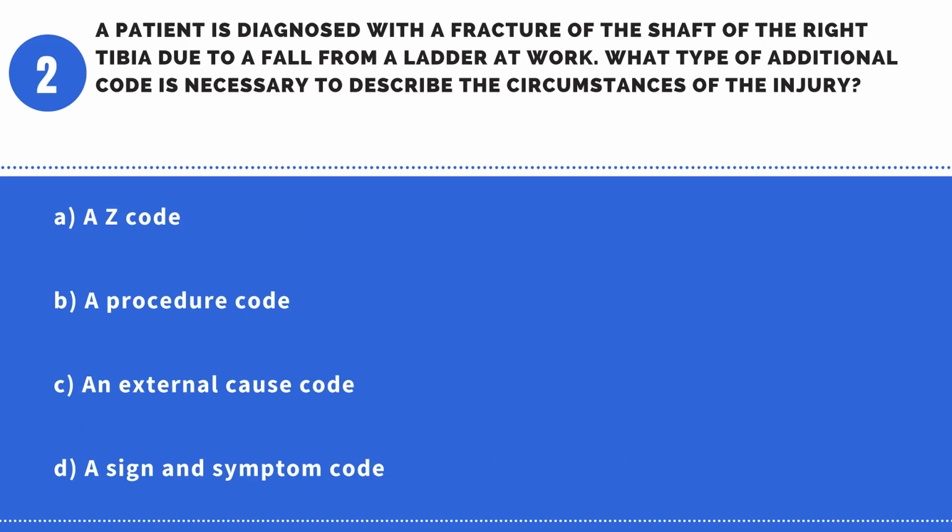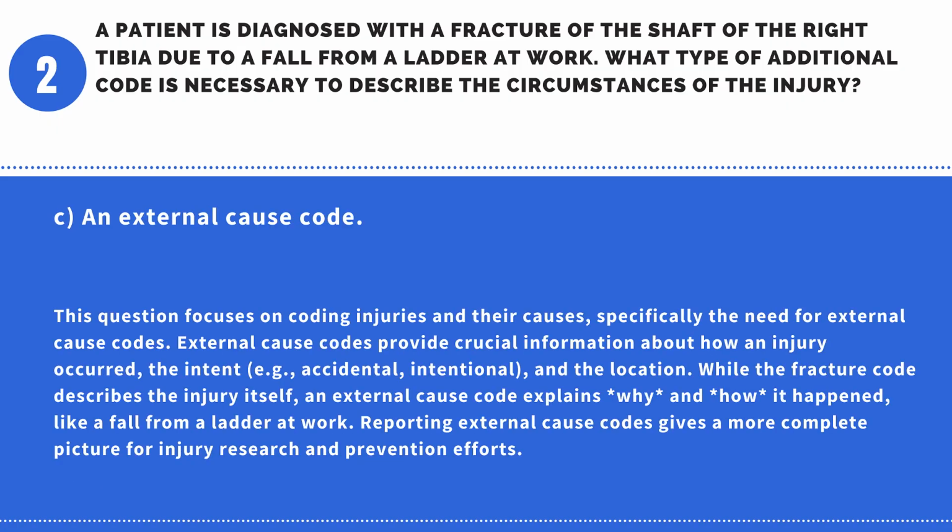Question 2. A patient is diagnosed with a fracture of the shaft of the right tibia due to a fall from a ladder at work. What type of additional code is necessary to describe the circumstances of the injury? A. A Z code. B. A procedure code. C. An external cause code. D. A sign and symptom code. Answer: C. An external cause code.